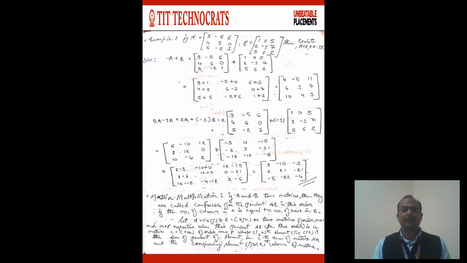The next is matrix multiplication. Matrix multiplication is a very important process in matrices. When you have to multiply two matrices, you have to make sure that the order of the first matrix is m cross n and the order of the second matrix is n cross p. In this case, multiplication of the two matrices is possible. There are some properties and one example to understand the process.